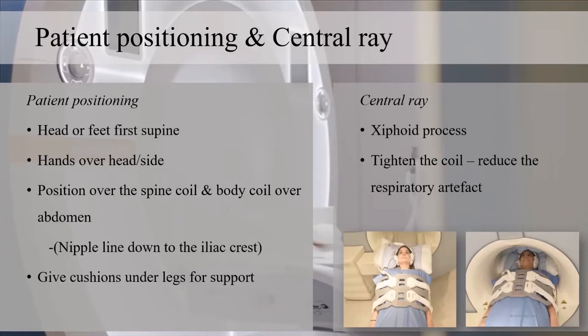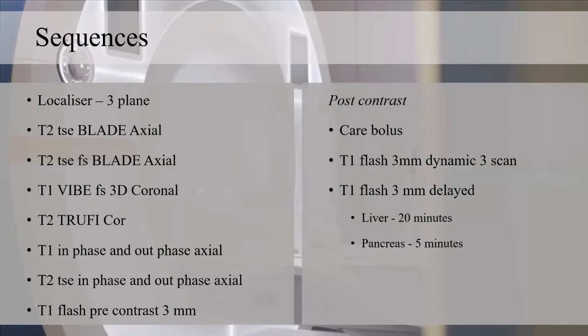And the central ray: the xiphoid process is the central ray. I will center over the xiphoid process and tighten the coil. Now we'll move to the sequences.